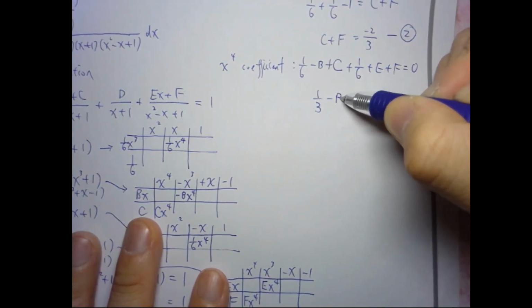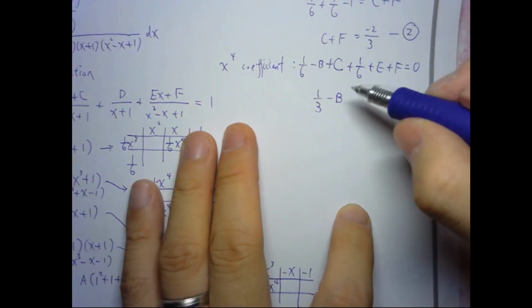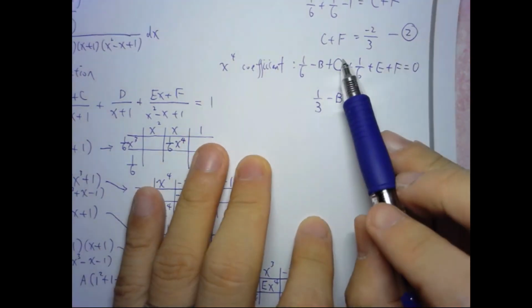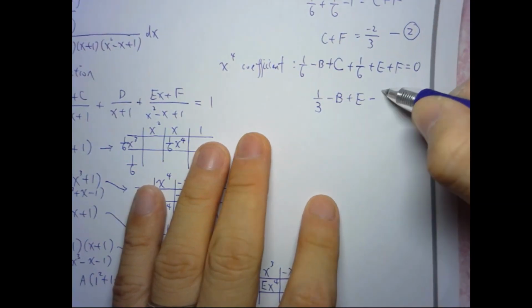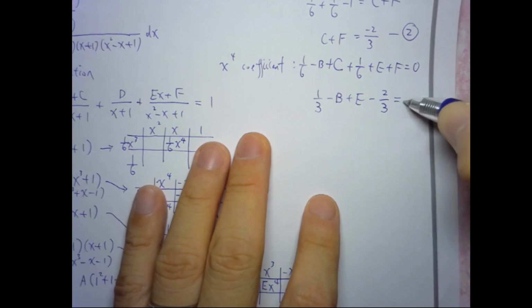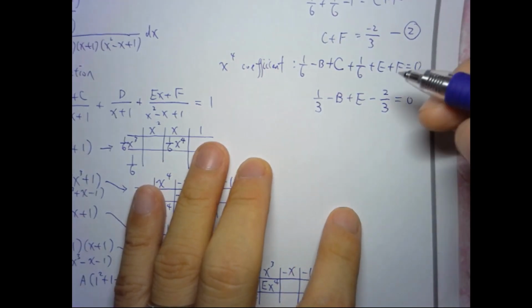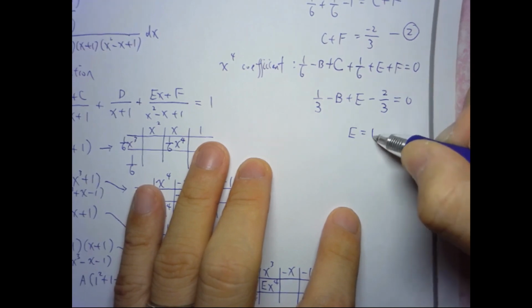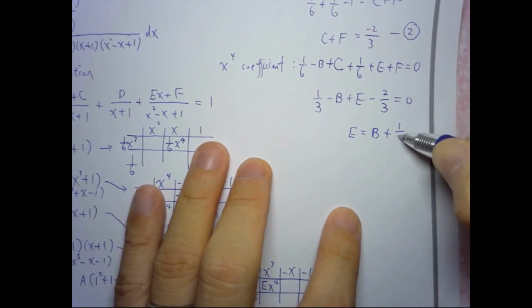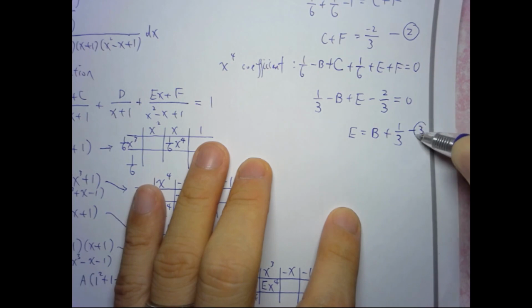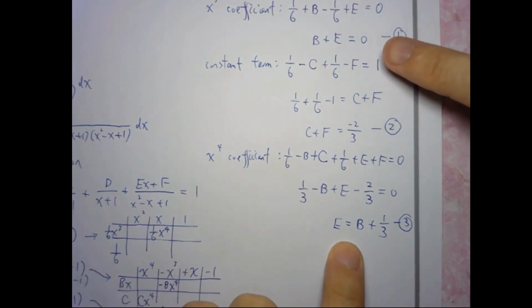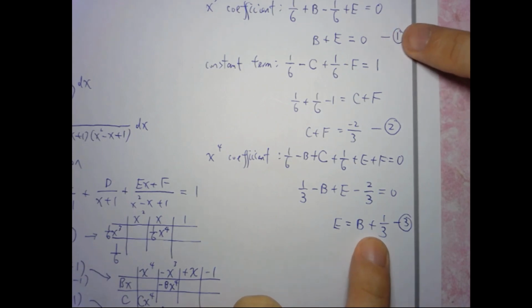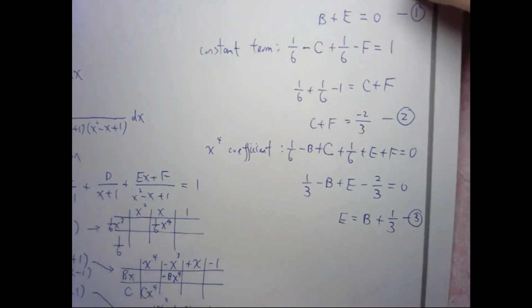Now we can combine the two 1 over 6, which is 1 over 3. We leave negative b here, and then plus e here. c plus f, we have the value negative 2 over 3, which is equal to 0. We now have e equals b plus 1 over 3. So this is our third equation. This is good because we have two equations in two unknowns, the first and the third. So we can solve them simultaneously.